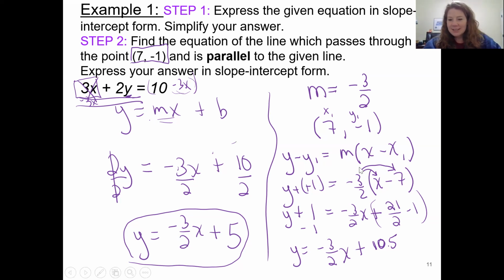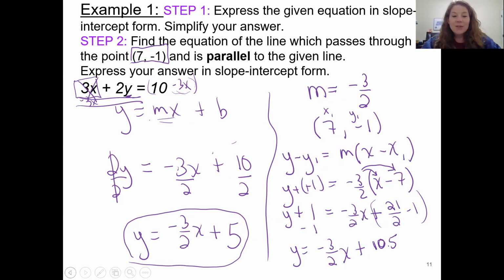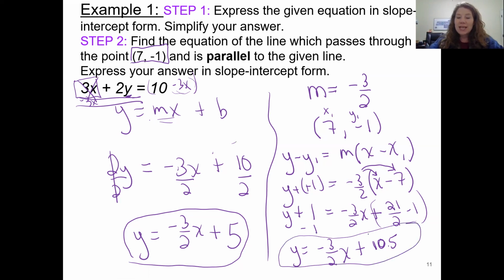Okay. It's late here. I better stop trying to think. Okay. So anyway, the point was we found our first equation in slope-intercept form. We knew that with parallel lines, we have to have the same slope. Then we used our point slope formula, and we came up with our new equation for a line that's parallel to our first one and goes through this particular coordinate.